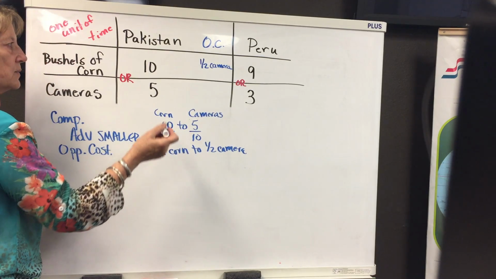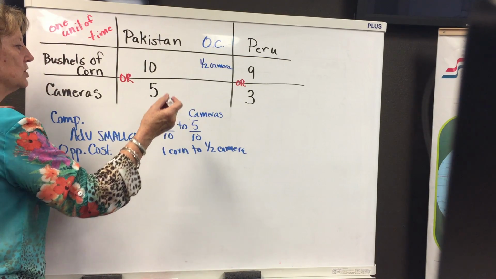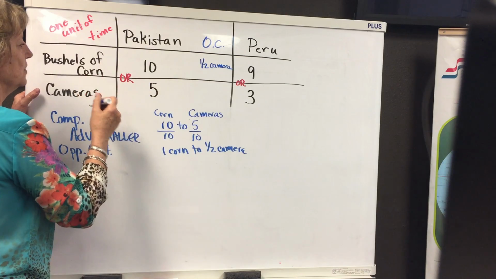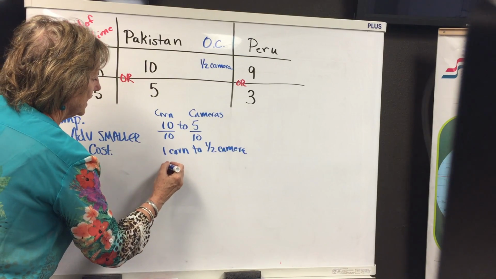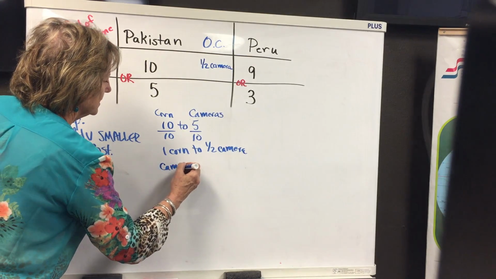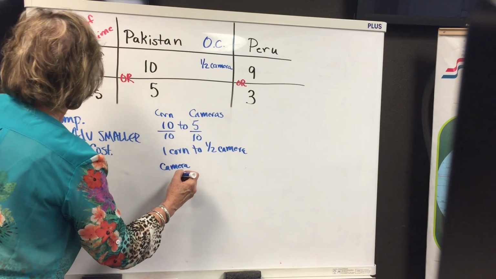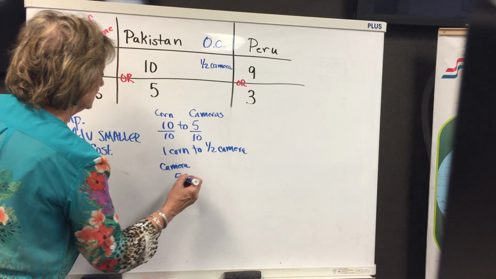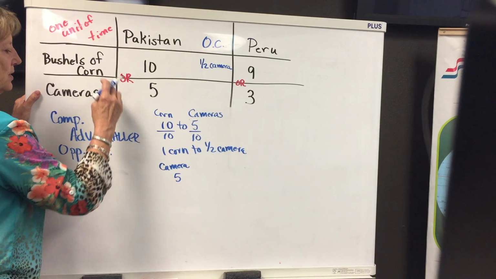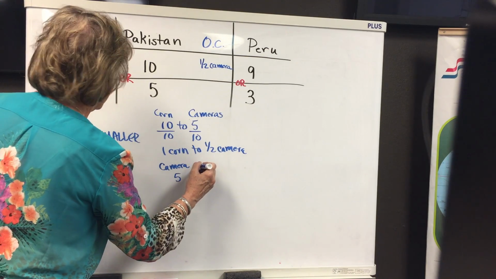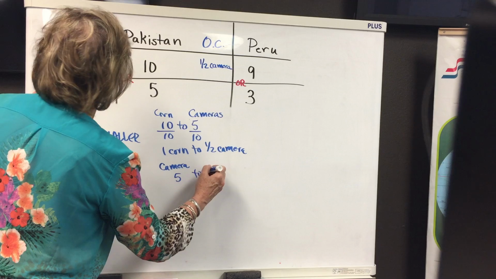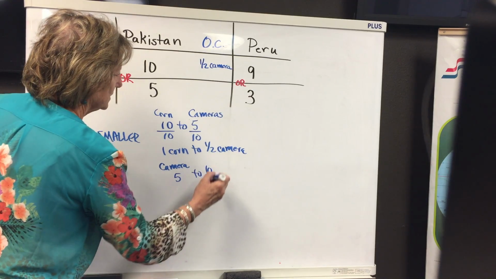And we're going to come down and we're going to do the same type of ratio for cameras. We're going to start out with cameras on this side because we're trying to find out what the ratio is for 1 camera. We have 5 cameras to 10 bushels of corn.